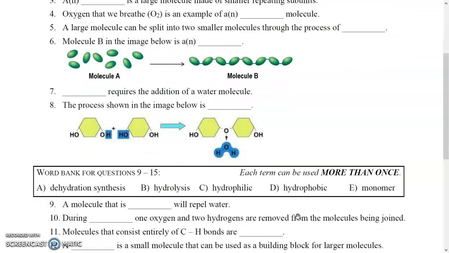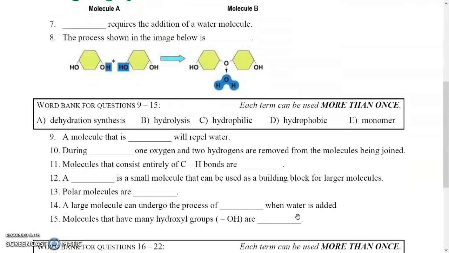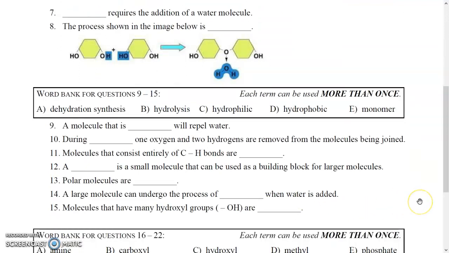All right, now let's move on to questions 9 through 15. In this section, we still have dehydration synthesis and hydrolysis in there. Those are important ideas to make sure that you know. But now we are also going to talk about things like hydrophilic and hydrophobic. So let's look at number 9.